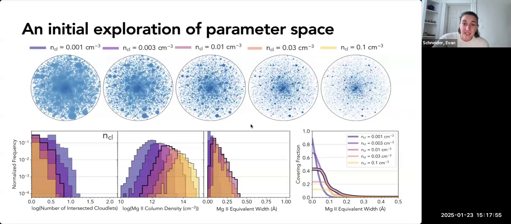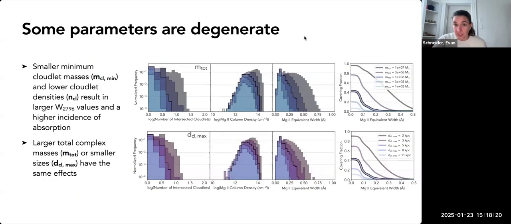I'll just quickly say, we can do this for all of the different parameters. So this is the same experiment, but now changing the number density of the cloudlets. So going from very low number densities, more diffuse, bigger blobs on the left, to high number densities, denser nuggets on the right. One thing you may notice is that it has a similar effect on the covering fraction equivalent width plot. And I'm showing that on purpose. Some of these parameters are degenerate, and I actually think that's a strength of the model.